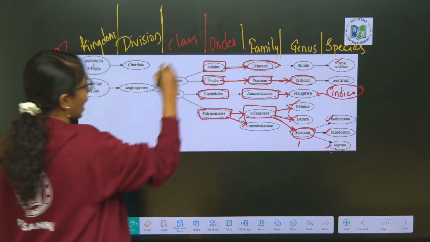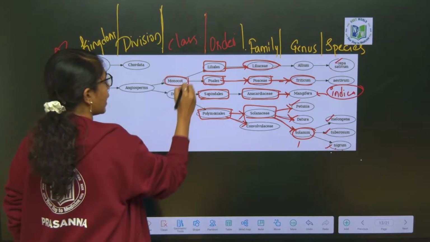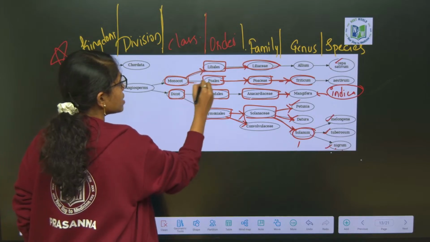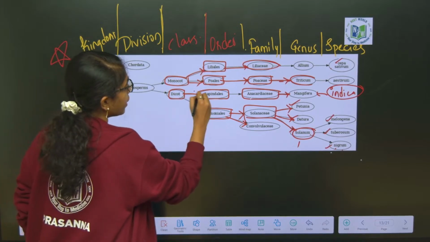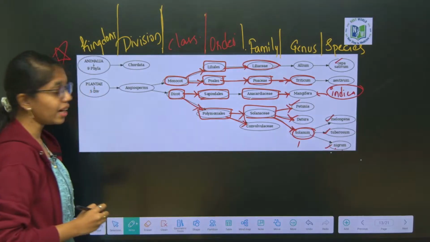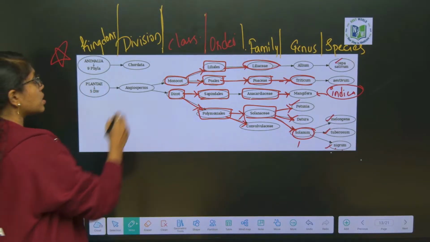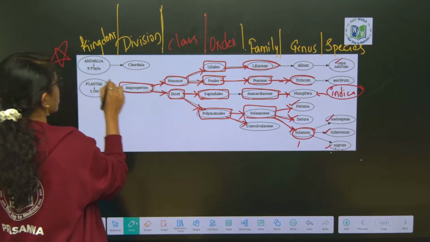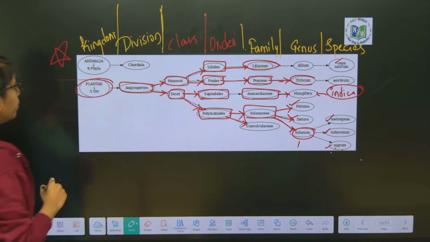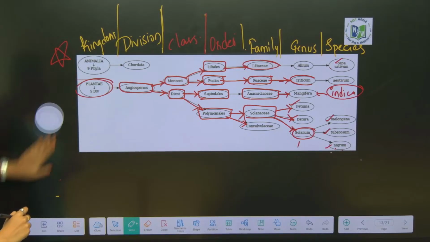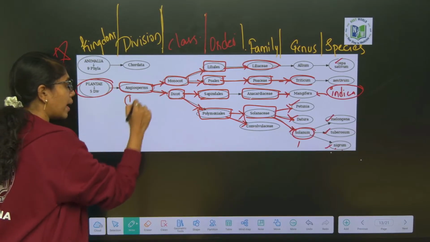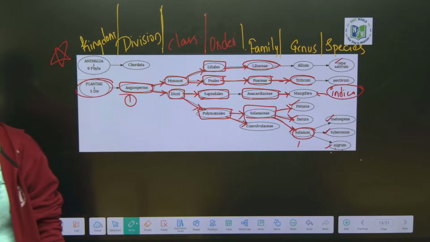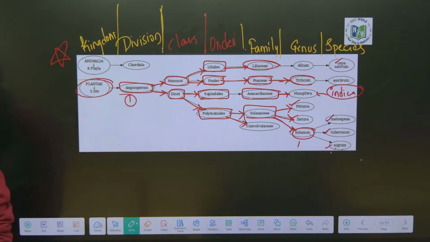We have two classes, right? Monocot and dicot. Under monocots, Liliales and Poales are included. Under dicots, we have Sapindales and Polymoniales. Next, the angiosperm division includes monocots and dicots, and belongs to the kingdom Plantae. Kingdom Plantae will have 5 divisions. Of them, one division is what? Angiosperms. Till here it is clear, ma?